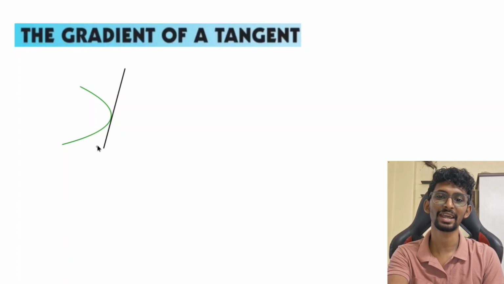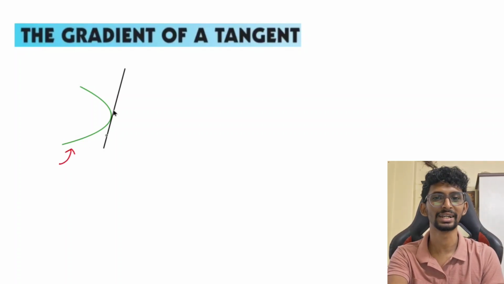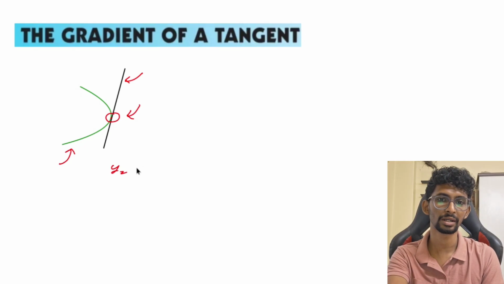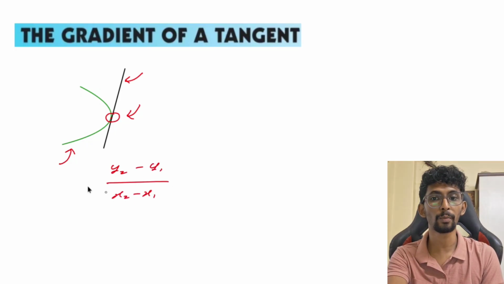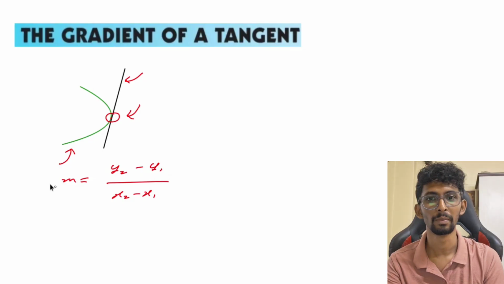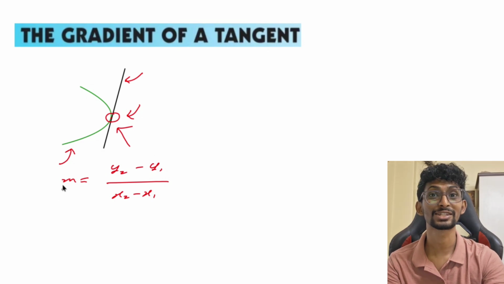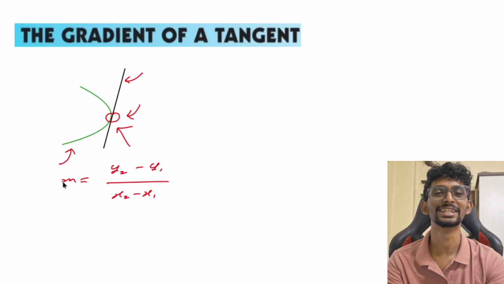Look at this. Here I have one curve, one tangent and one point. Now tell me, is it possible to find the slope of this tangent using only one point? Because we know a formula, y2 minus y1 by x2 minus x1, where we use 2 points to find the slope. But here we have only 1 point. Interesting, right? So that's what exactly we will learn in this video.